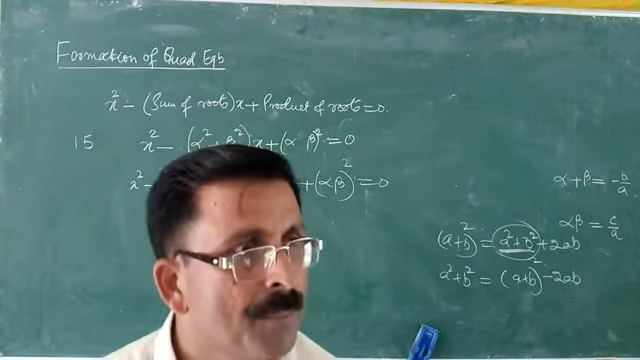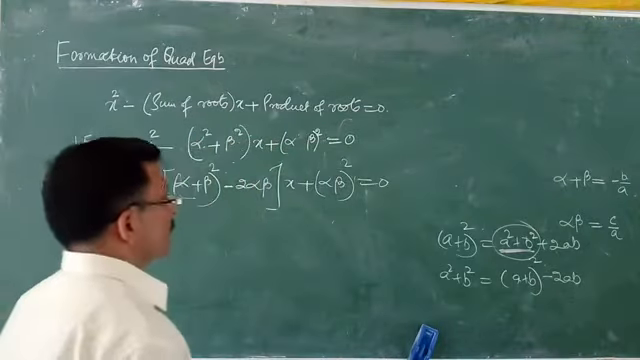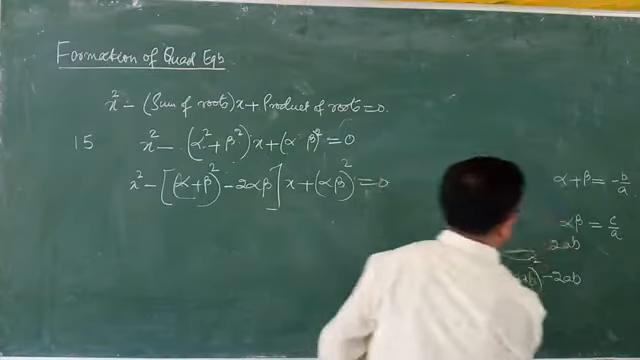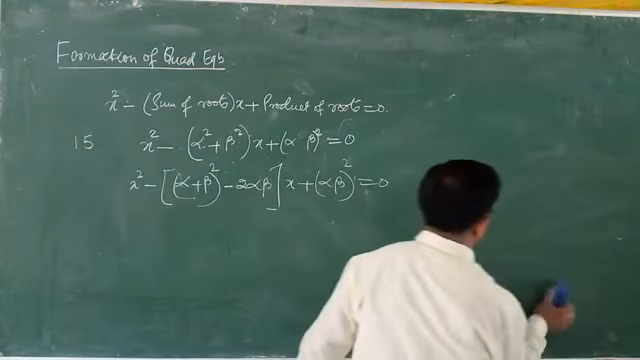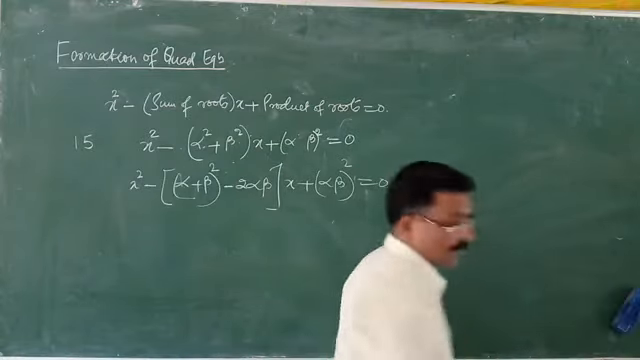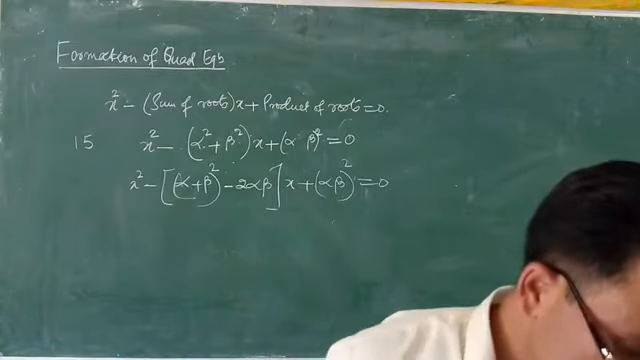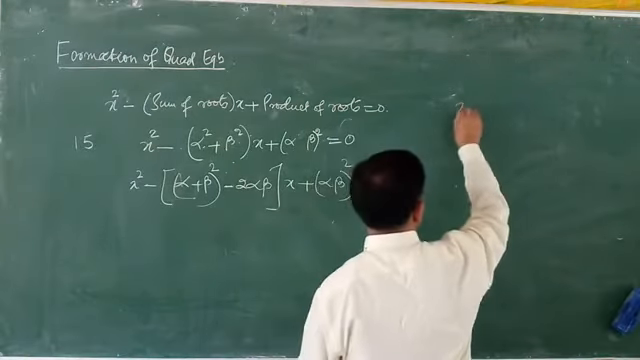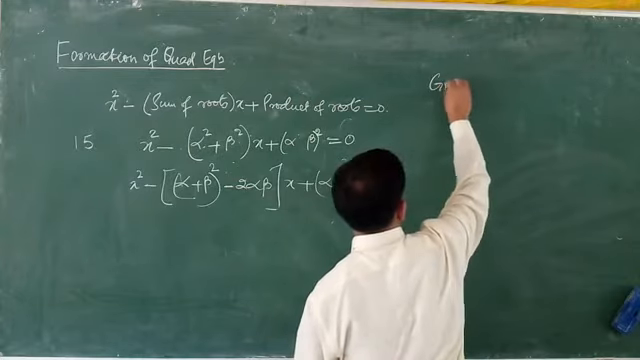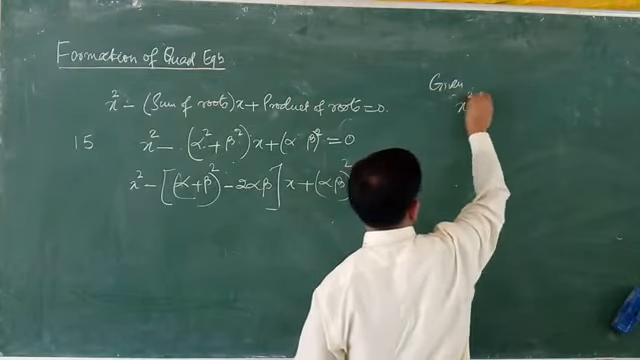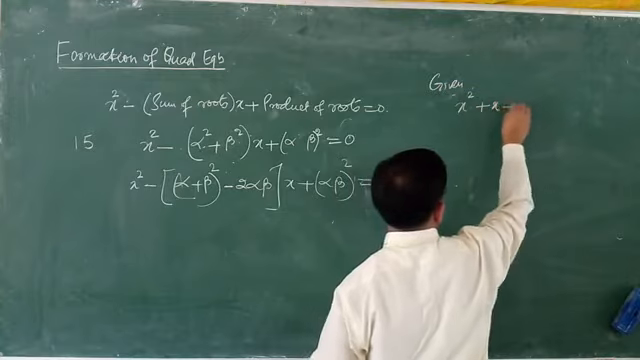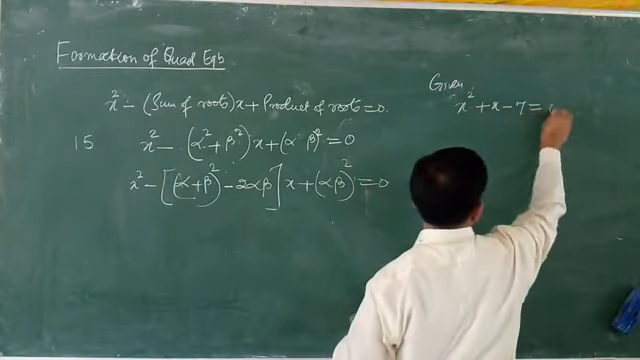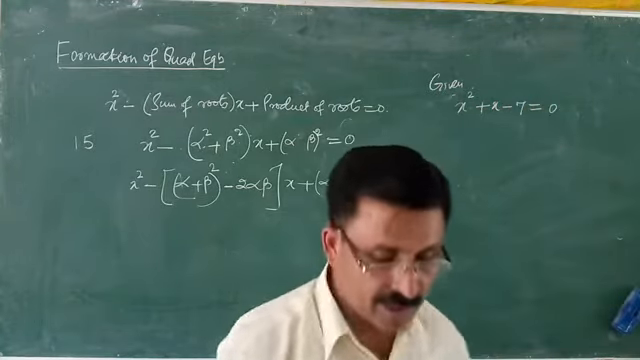Is it okay? Yes. Now to do that, we'll use the information. The information is the given equation, x square plus x minus 7 is equal to 0. This is your equation, am I right?